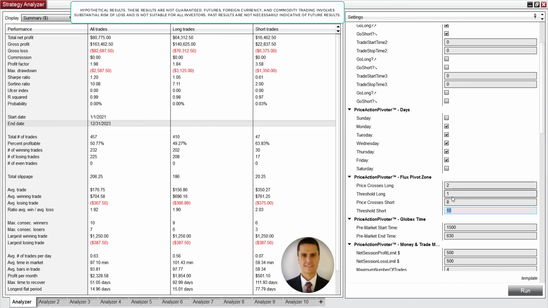Okay, so let me retrace what I said here. On the threshold long, I'm saying the low of the current price is higher than the high of the last bar. That's what that means.